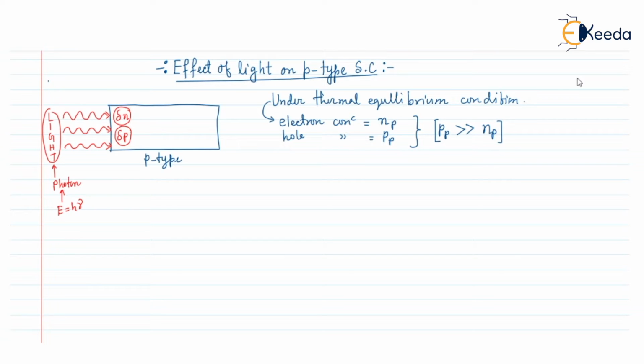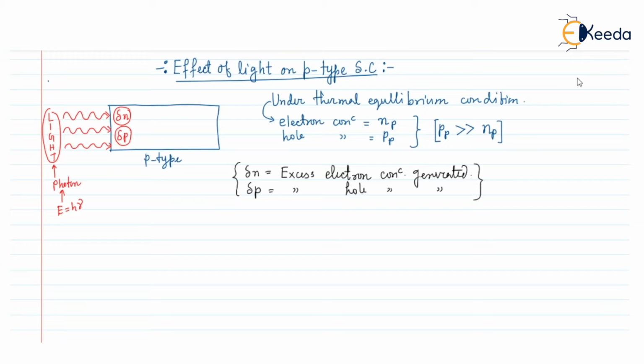So we can say that del N is the excess electron concentration that is generated due to the incidence of light. Similarly, del P is the excess hole concentration generated due to the incidence of light. That's why we can say that electrons and holes are generated due to the light incidence.